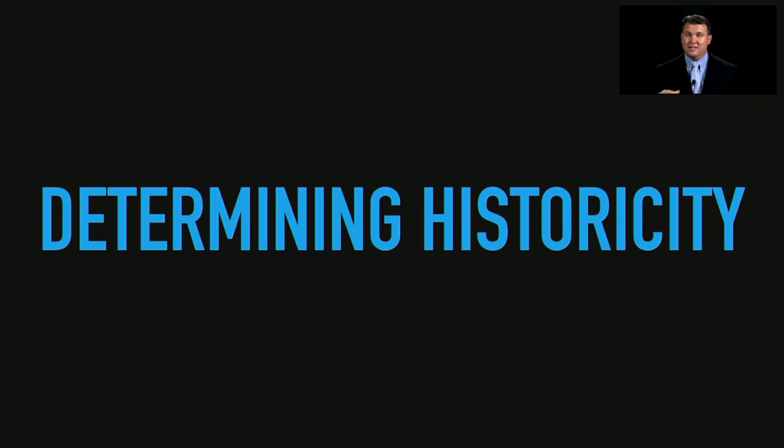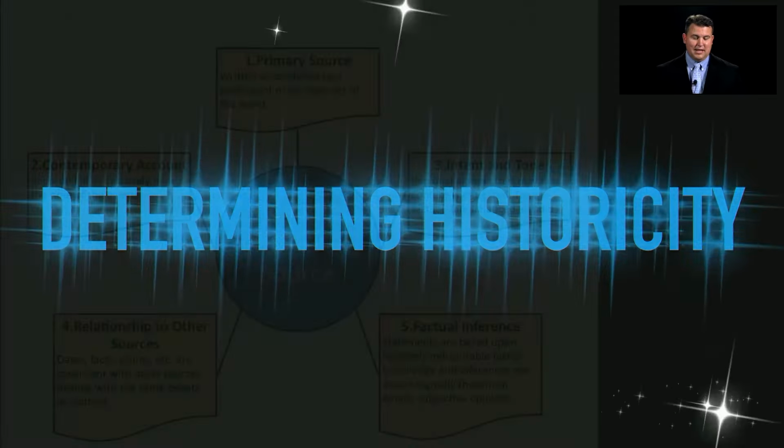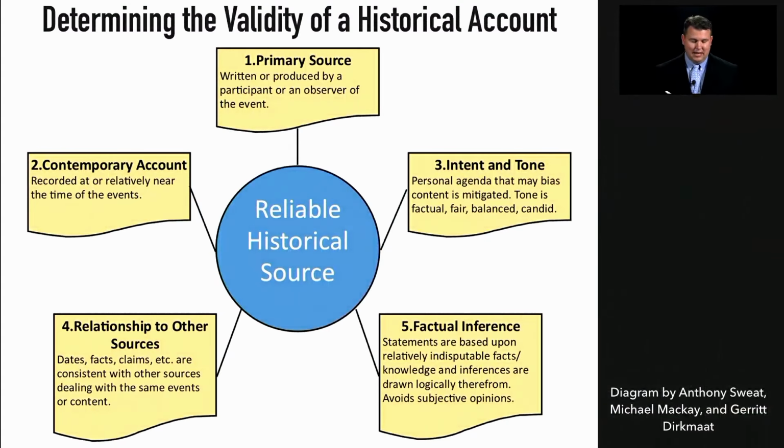And these are 5 ways of determining if a historical account is accurate. So we put these up on the screen last time. The first thing that we would ask ourselves when we're determining historicity is, is this a primary source? Does it come directly from someone that participated in the event?